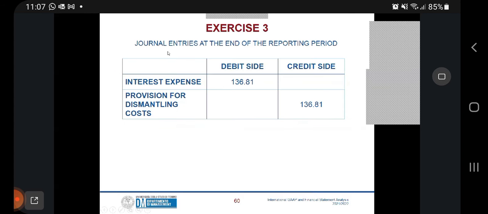Journal entry: interest expense, debit side 136, and then provision for dismantling costs as we did before, 136. Great.